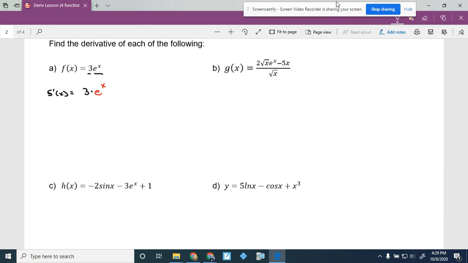All right, what about this one? Now, this one's a little bit of a mess, because you have a product going on right here, and you have a quotient, and we don't know how to take the derivatives of those things yet. So you're like, what can I do here? Hopefully you're thinking algebra. I'm going to write it over here so I have some room. I could split this numerator up and write this as 2 radical x e to the x over radical x minus 5x over radical x. That's just splitting up the numerator. It's doing something very similar to what I explained before.